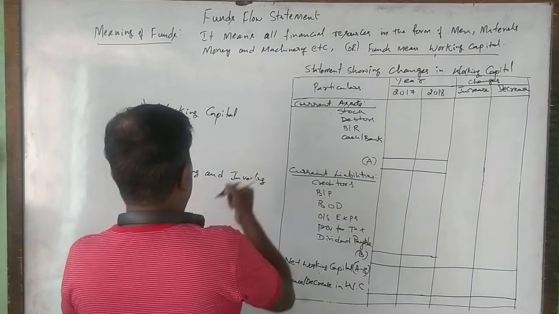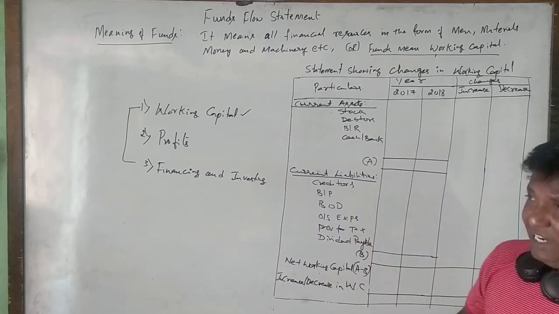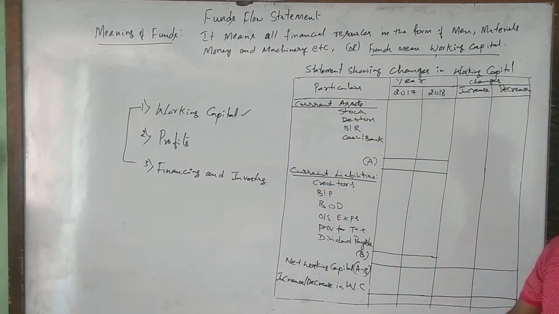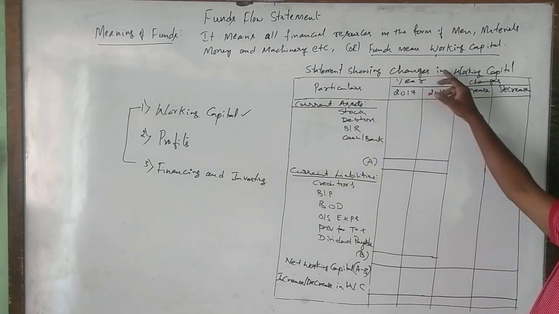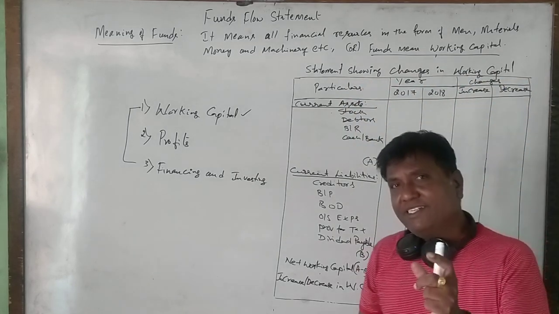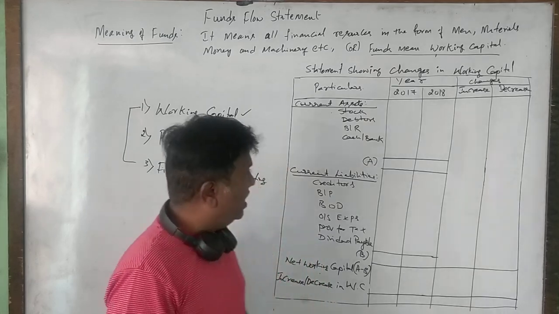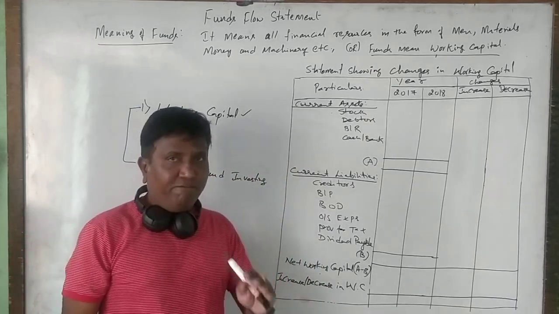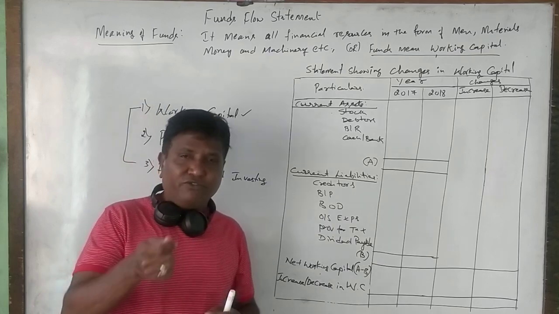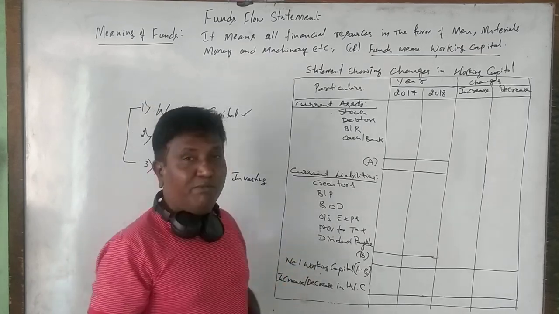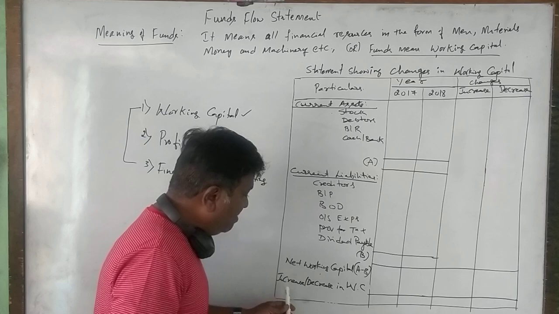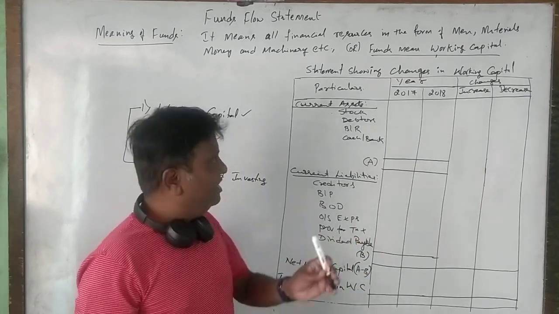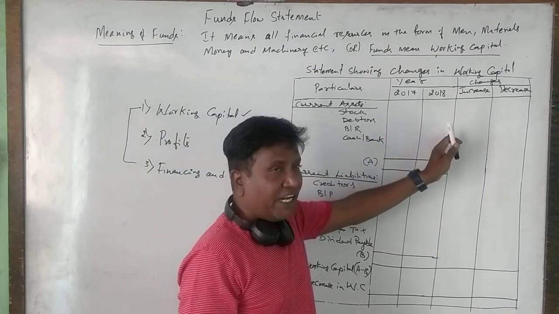Guys, this is the first statement that we need to prepare. That is called changes in working capital, a statement showing changes in working capital. In the examination, sometimes you will be asked for 6 marks just to prepare a statement showing changes in working capital. What we try to find out in this statement is how much the working capital has increased or decreased from last year to current year.